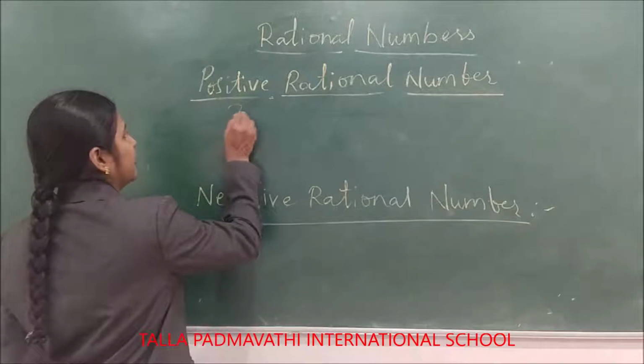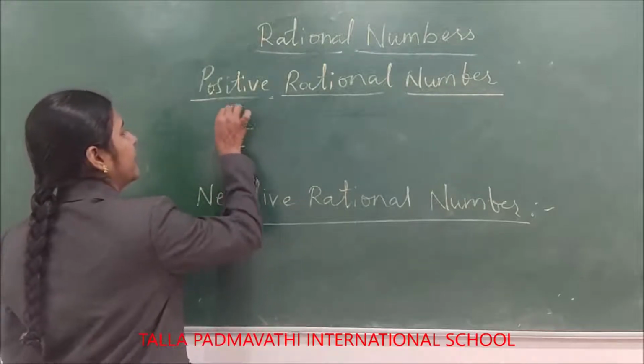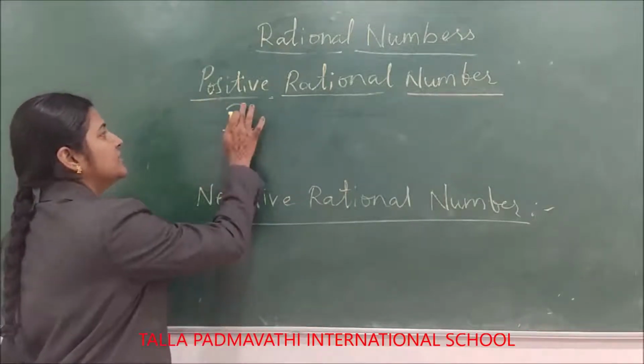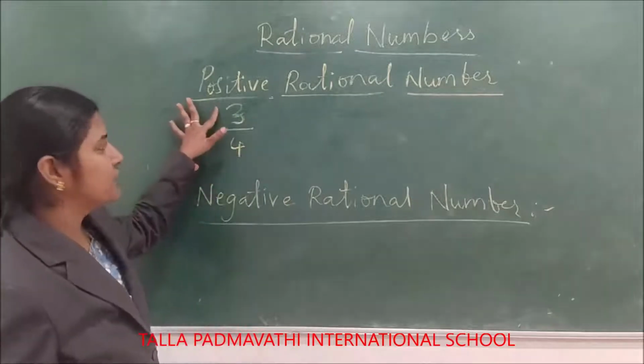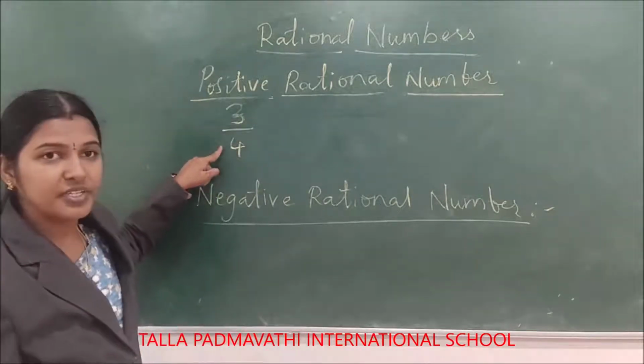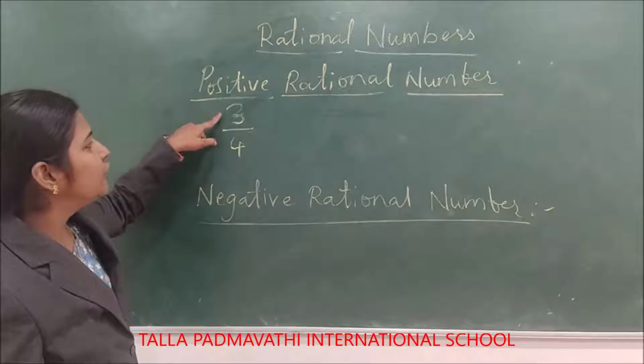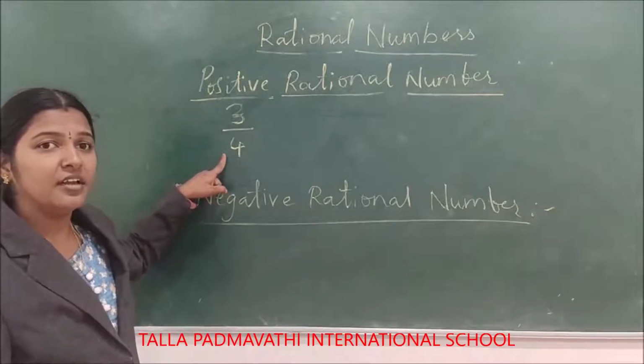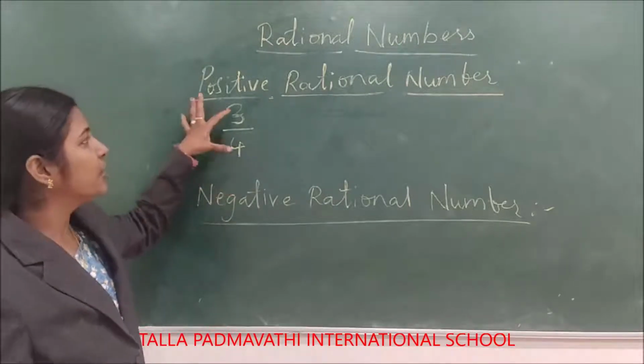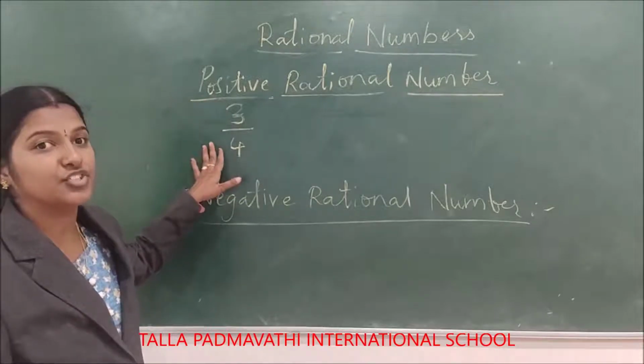Suppose, let us see here children, let me take a number that is 3 by 4. So just see here, it is a positive integer and here also it is a positive integer. So both the numerator and denominator are positive integers. So you can say that this is a positive rational number.